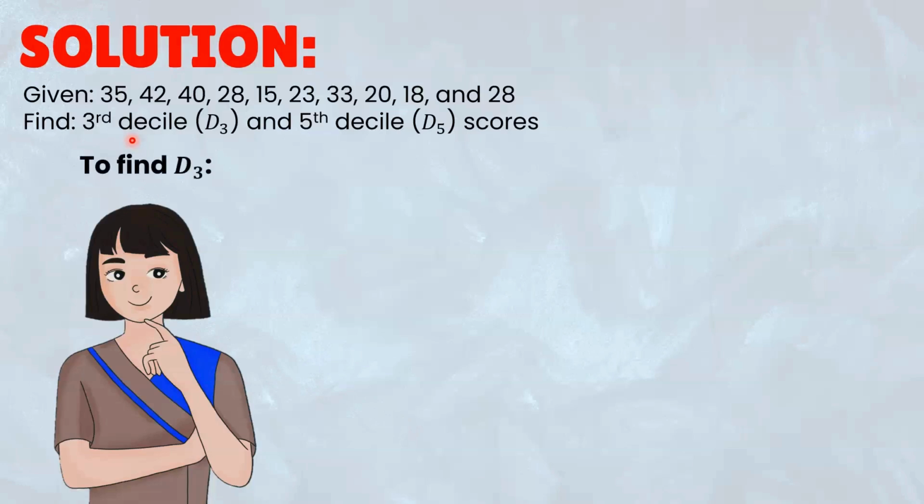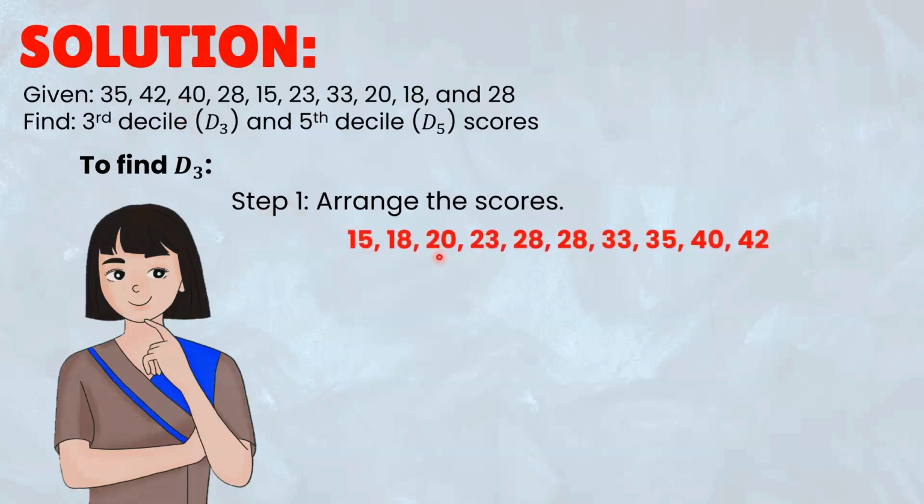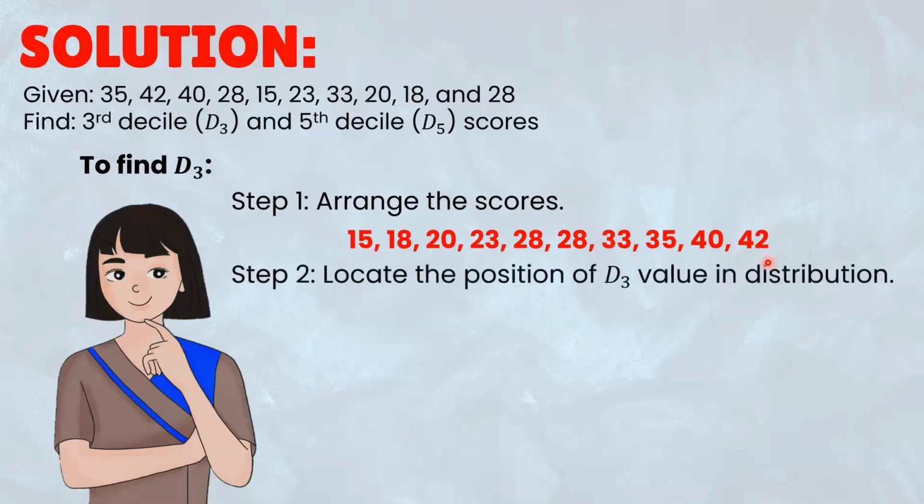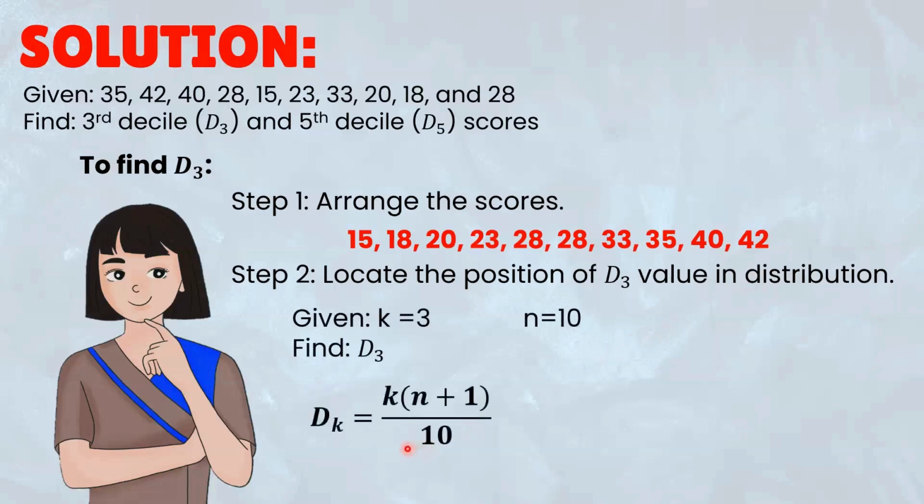So to find decile 3, first step again is to arrange our scores. Okay, so this is now our scores arranged in ascending order. 15 is our lowest score and 42 is our highest score. For our second step, we have to locate the position of decile 3 value in our distribution. And here, we will be using a formula. This is our formula again for the decile.